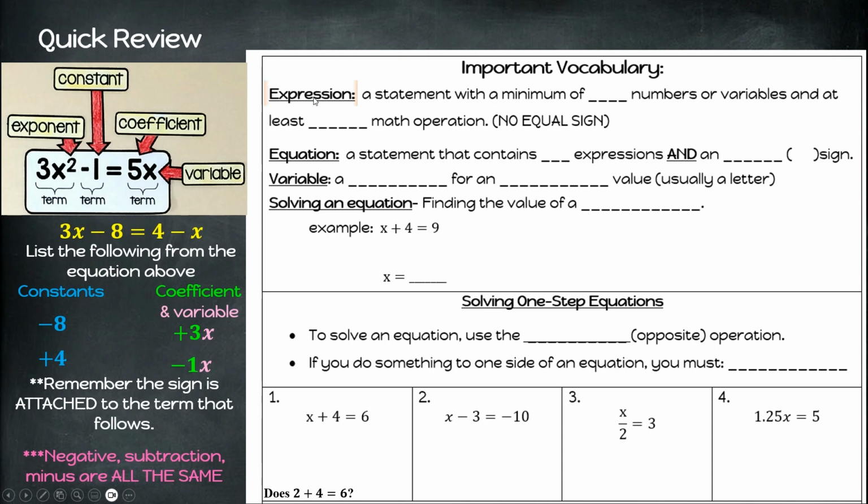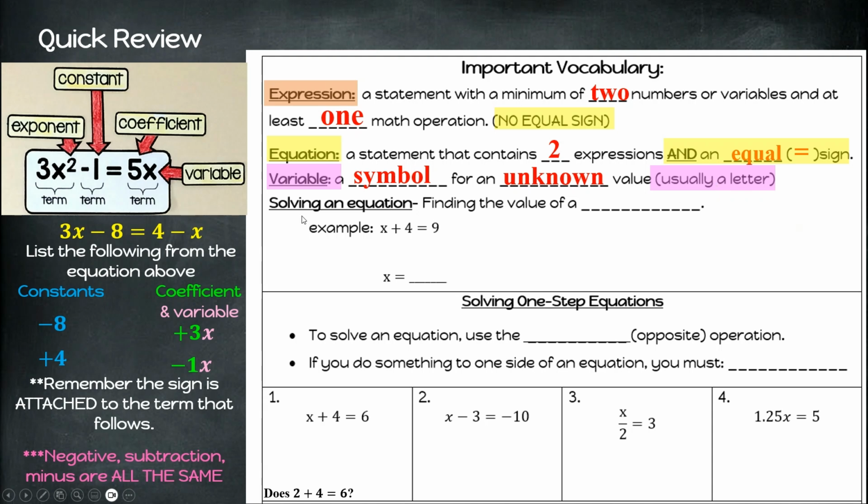We have our expression, which is a statement with a minimum of 2 numbers and variables in at least one math operation. There is no equal sign in an expression. Then we have equations, which is a statement that contains 2 expressions and an equal sign. Then we have a variable, and a variable is an unknown number that we need to solve for. So it's a symbol for an unknown value, usually a letter like X or Y.